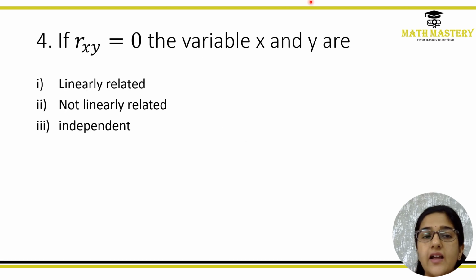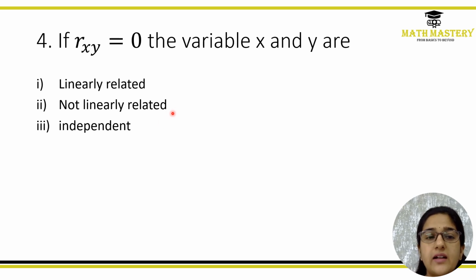If r xy is 0, the variables x and y are... If the coefficient of correlation is 0, it means that the two variables are not linearly related. So the answer to this is second, not linearly related.